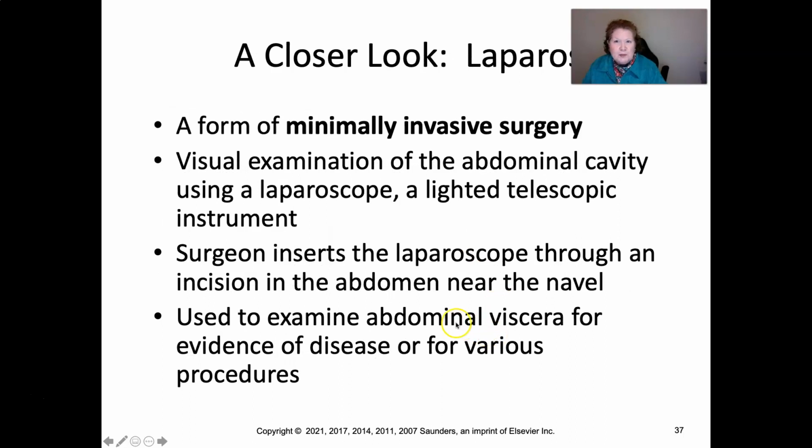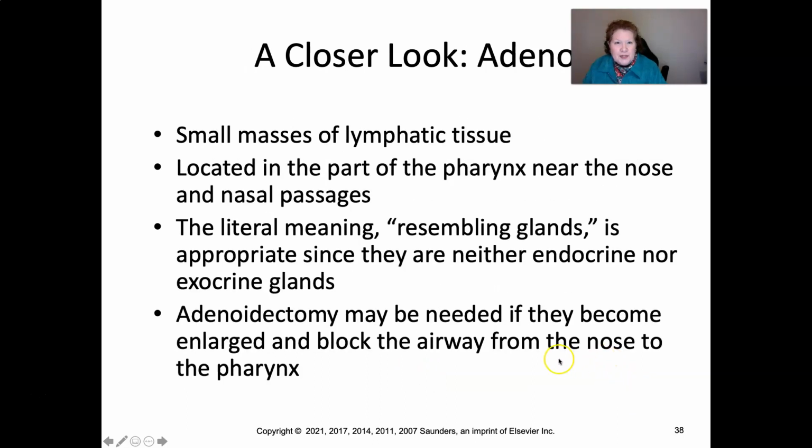The next one is laparoscopy. Laparoscopy. It's a form of minimally invasive surgery. You'll hear it called a lap most often in the hospital, but it's a laparoscopy or a laparotomy, that type of thing. So this gives you the information about that. Adenoids. Have you ever heard of tonsils? Somebody who had their tonsils and adenoids out. This explains what the difference is with adenoids.